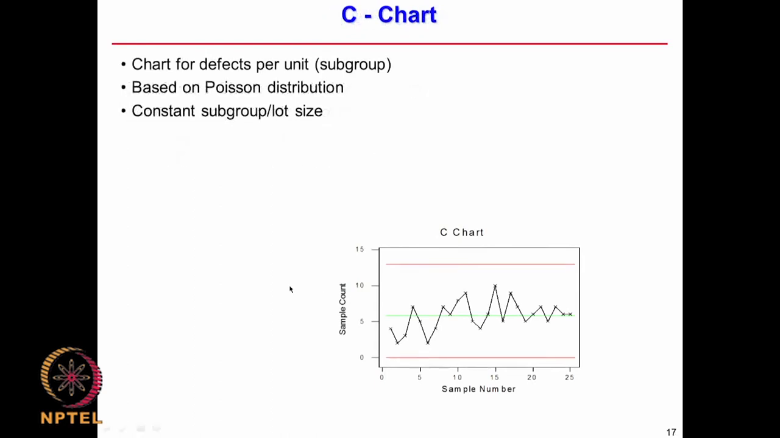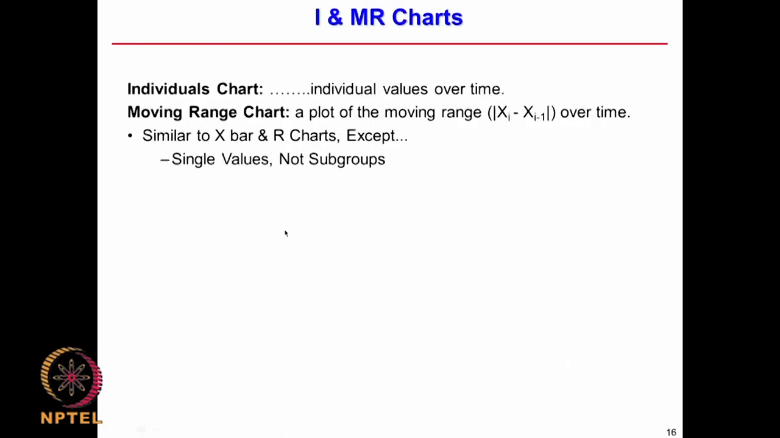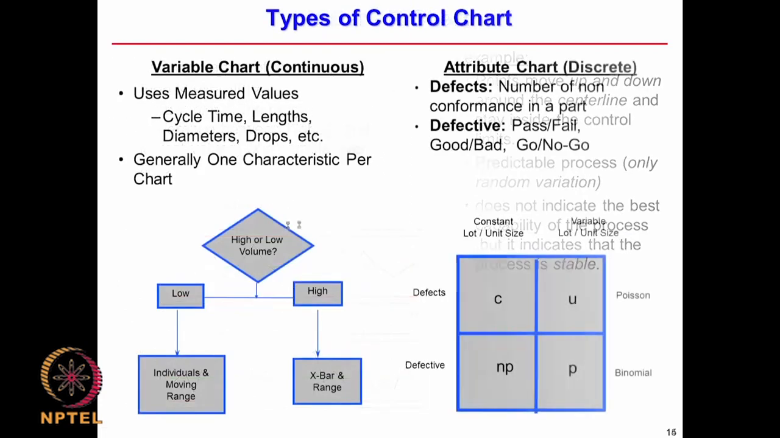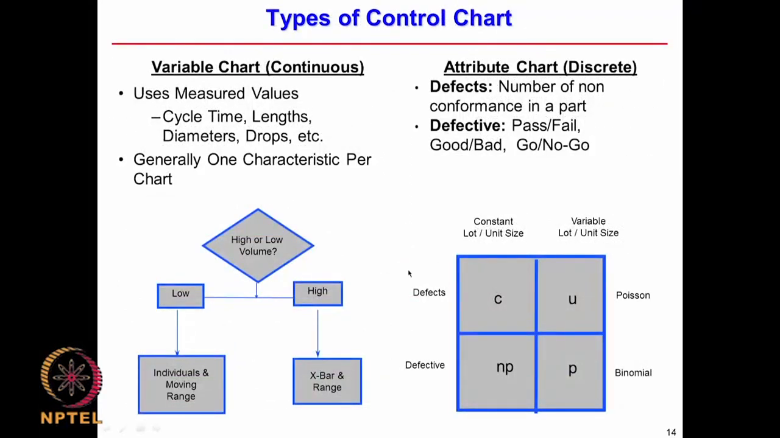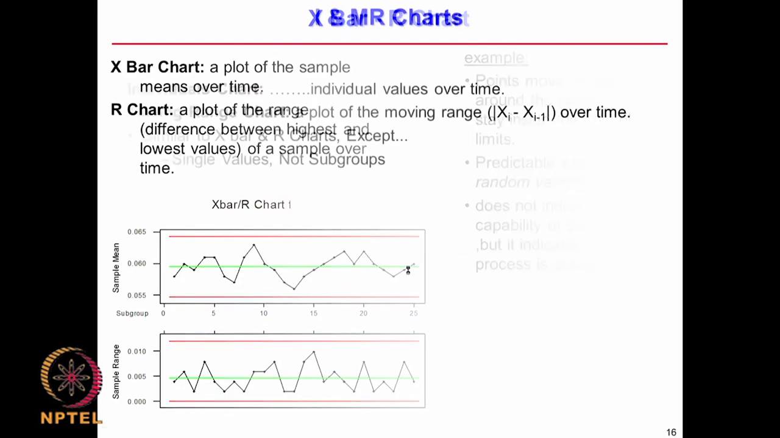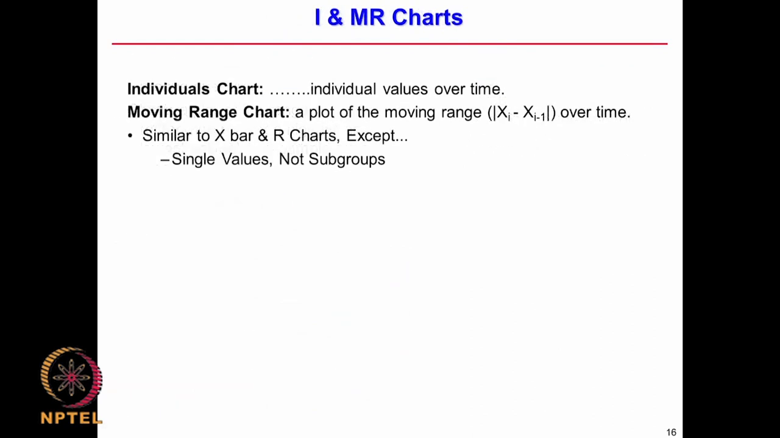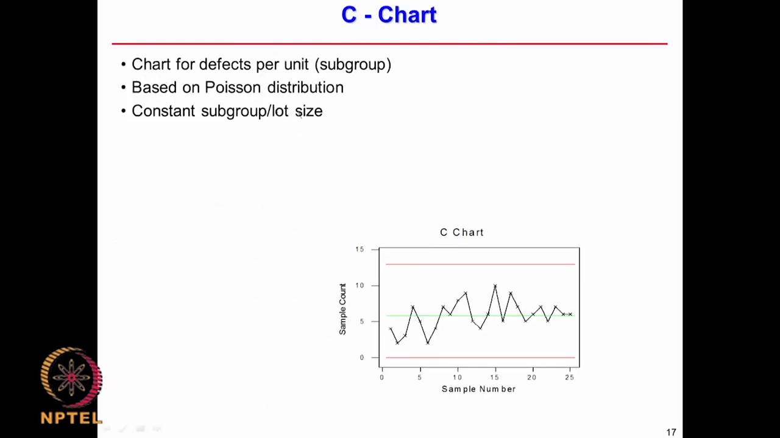Now we have the C chart. This is a chart for defects per unit. Like I said, for the C chart, if you look at this figure, with a constant lot size, I take say 10 samples and then I calculate the defects per unit. This is how it goes. So for every set of samples I take, with a constant subgroup lot size, I calculate how many defects per unit.